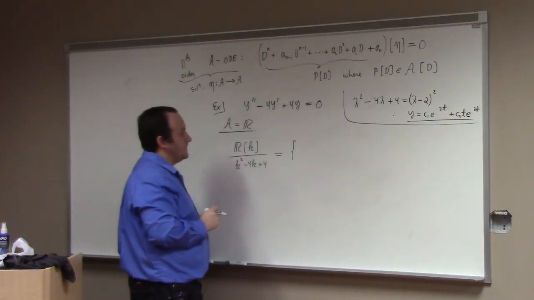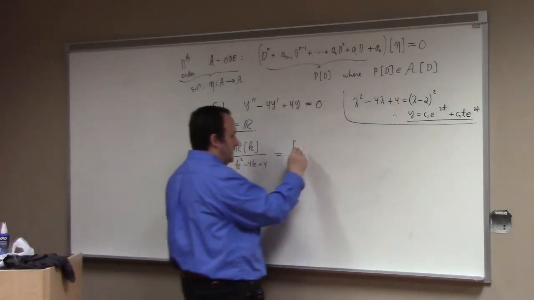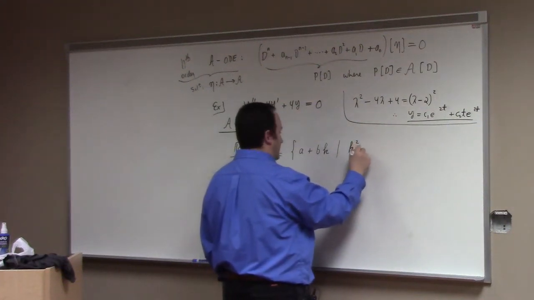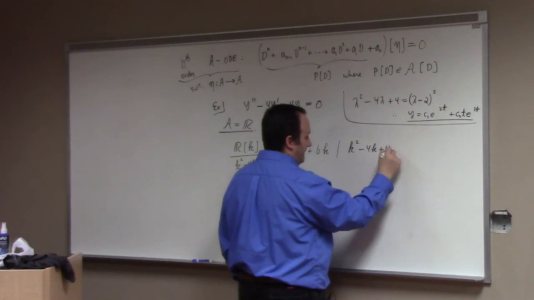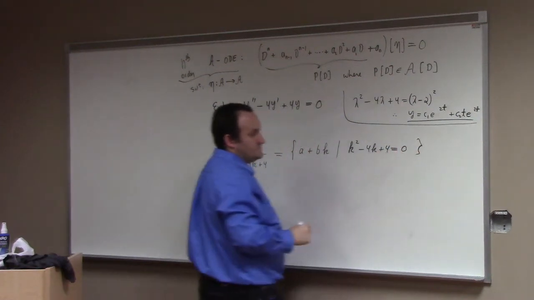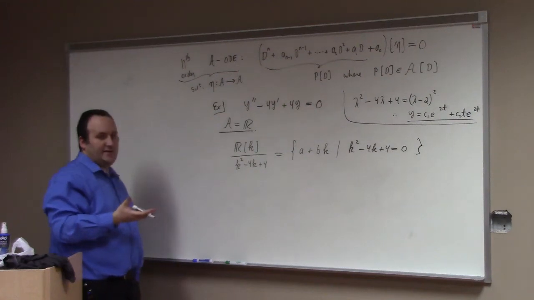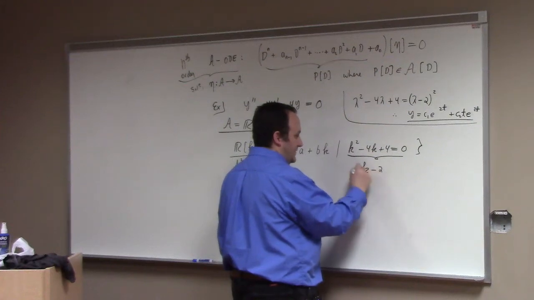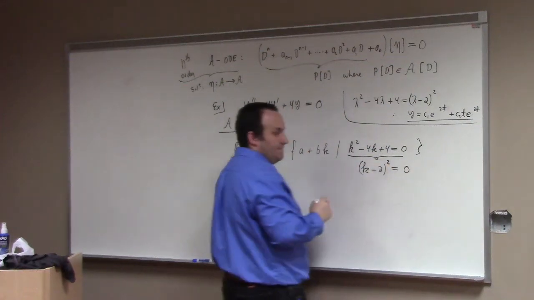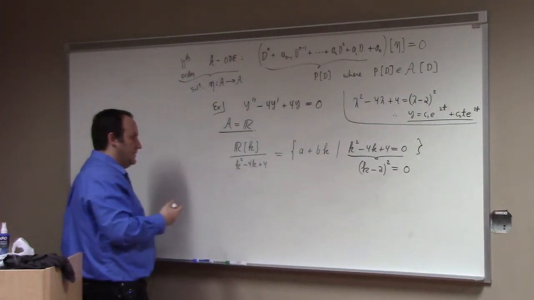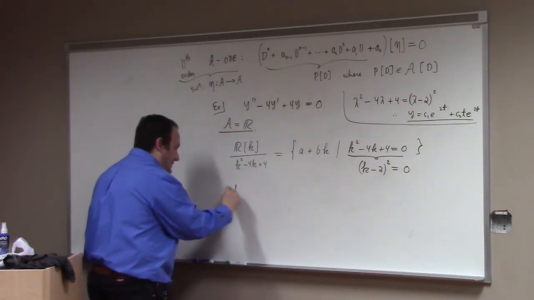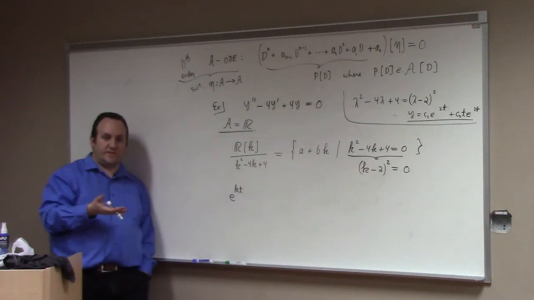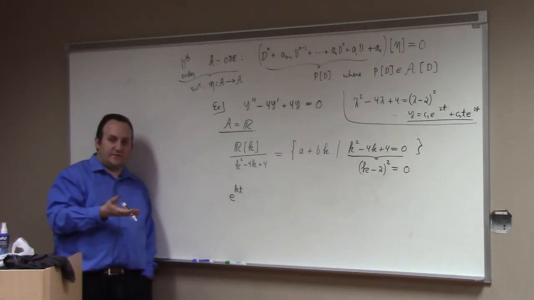Yeah. So we're looking at things of the form a plus bk, right? Such that k squared minus 4k plus 4 equals 0, right? But the way I would recommend that you think about this is really k minus 2 quantity squared being equal to 0, right? That's like a nicer way to think about it. So we have gone to the trouble, we know that e to the kt has everything that we want in terms of a solution set. We just need to calculate what does it look like.